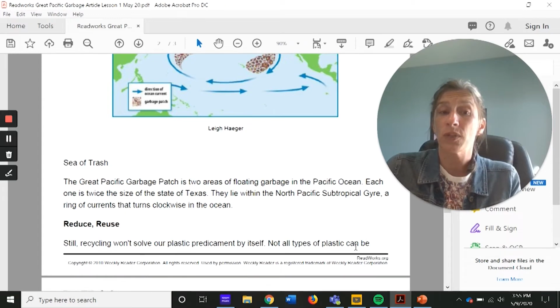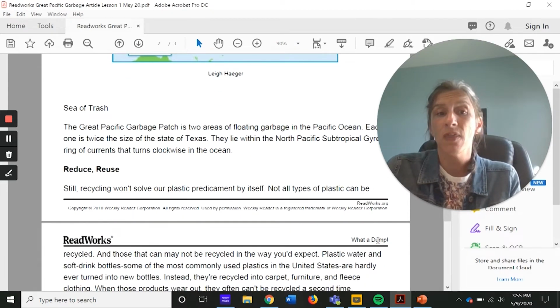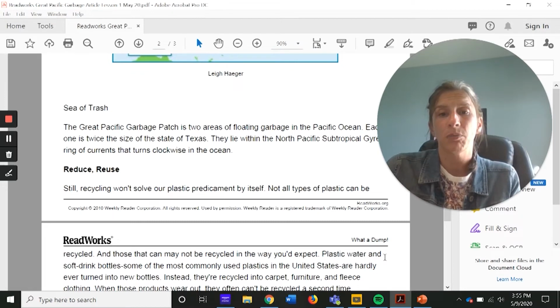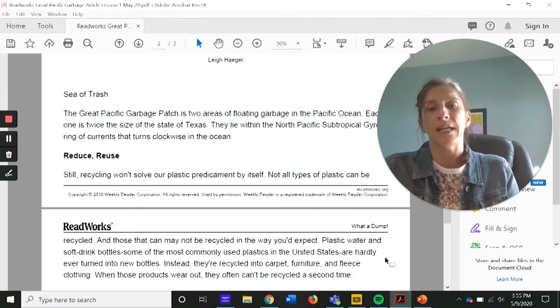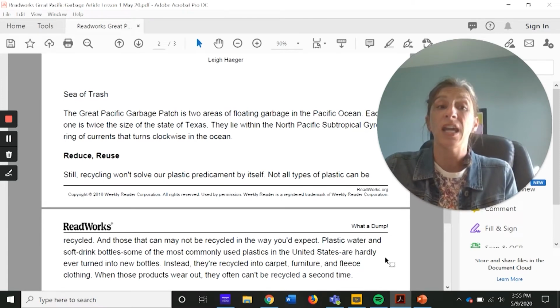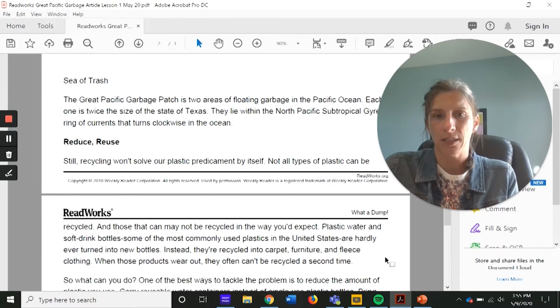Still, recycling won't solve our plastic predicament. Not all types of plastic can be recycled, and those that can may not be recycled in the way you'd expect. Plastic water bottles and soft drink bottles, some of the most commonly used plastics in the United States, are hardly ever turned into new bottles. Instead, they're recycled into carpet, furniture, and fleece clothing. When those products wear out, they often can't be recycled a second time.